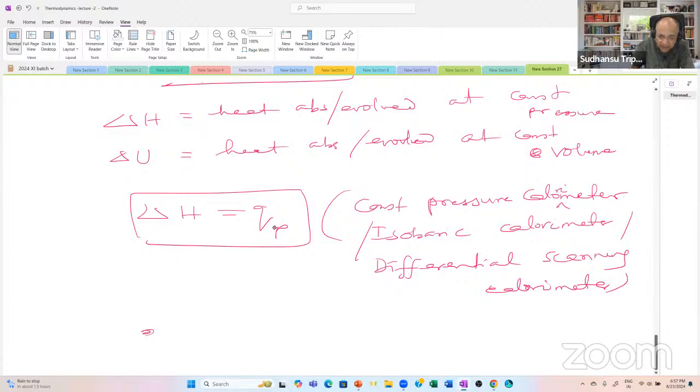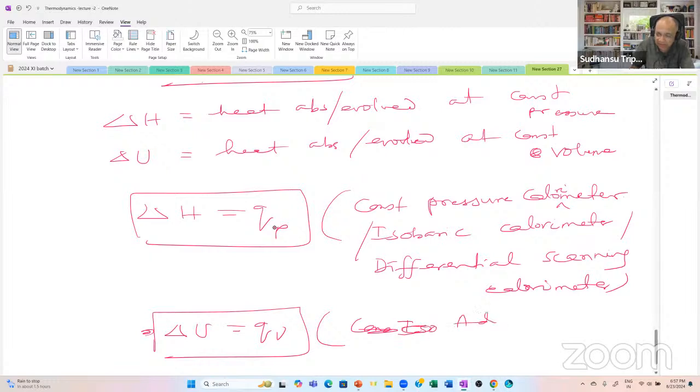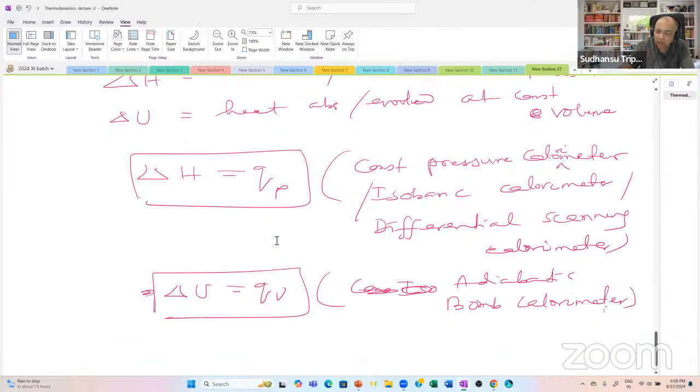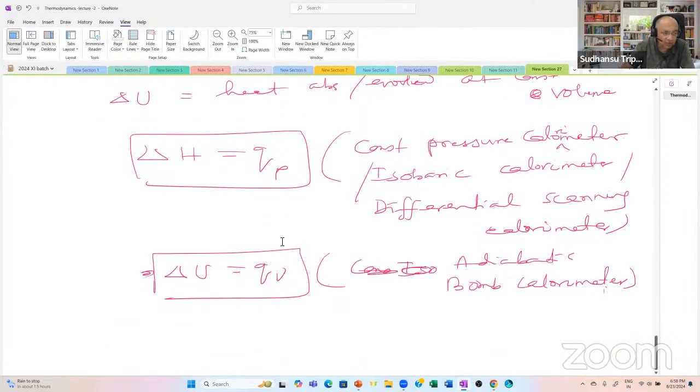And this del U, which is equal to QV, is determined from a constant volume calorimeter, which is called an adiabatic bomb calorimeter. We'll explain later what that is. Or isovolumic, or simply constant volume calorimeter, which is called an adiabatic bomb calorimeter.